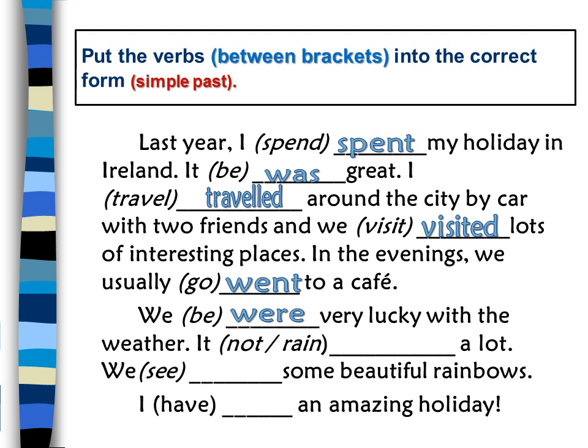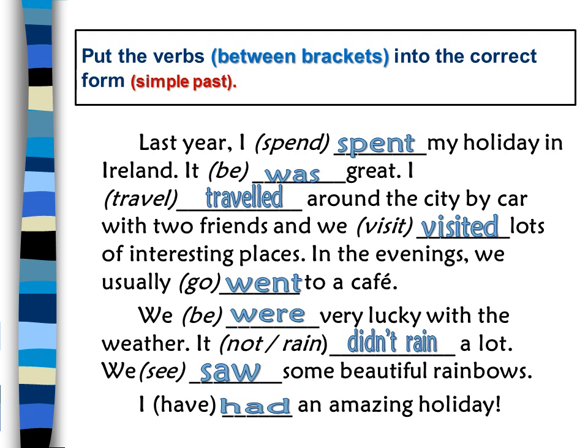We were very lucky with the weather. It didn't rain a lot. Here I have not rain. So whenever I have not, I have to use did plus not. So it didn't rain a lot. We saw some beautiful rainbows. All right. I have to write the past simple of the verb see, which is saw. I had an amazing holiday. Okay.